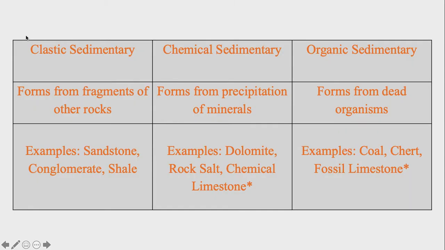So there's the three types: clastic sedimentary, forming from the fragments of other rocks, with examples sandstone, conglomerate, and shale. Chemical sedimentary, forming from the precipitation of minerals, with some examples: dolomite, rock salt, chemical limestone. And then organic sedimentary, forming from dead organisms, like coal, chert, or fossil limestone. Limestone can be either chemical or organic.